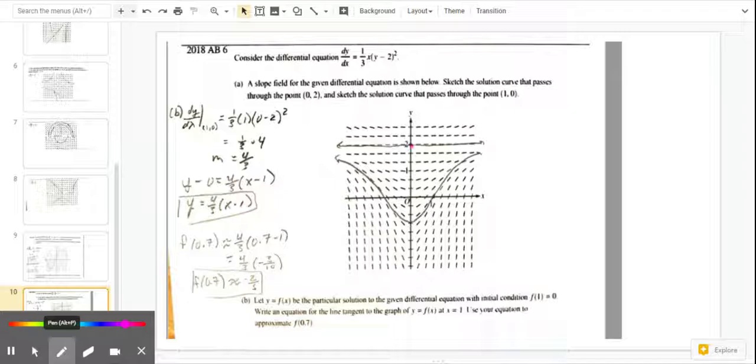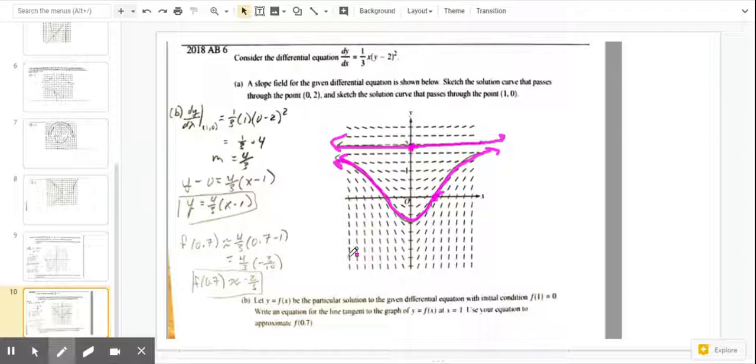So let's start with (0, 2). That's up here on the y-axis. It's just a horizontal line if you're following along with those horizontal slope marks. And then at (1, 0), that's right here. We follow along with our slopes, it kind of goes like this. Down here, kind of goes like that. And that is our solution curve at (1, 0).